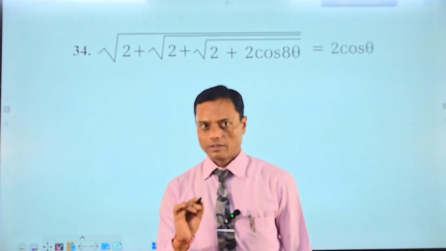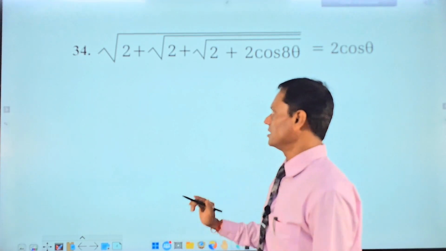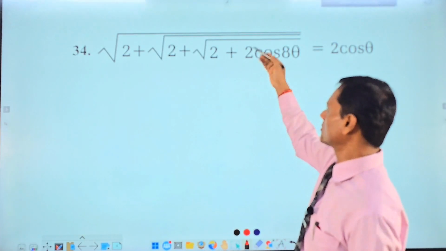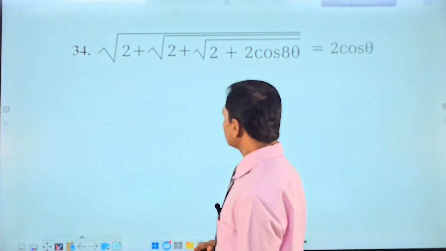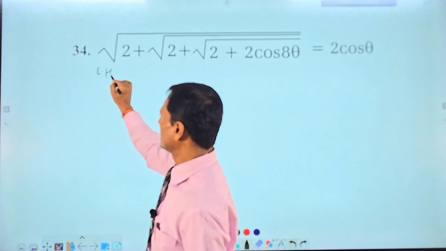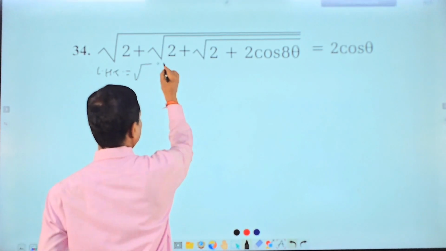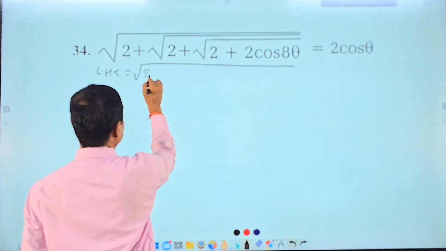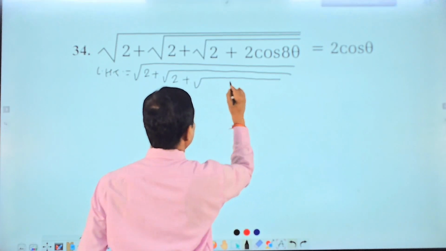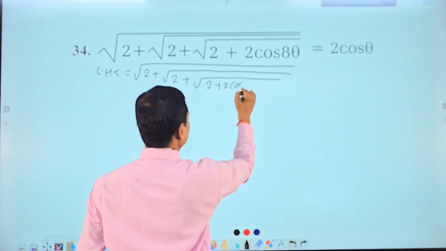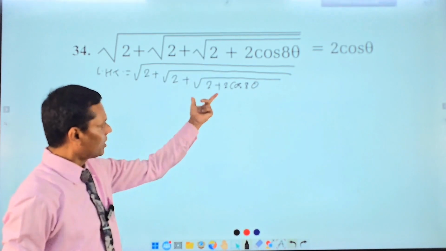It's clear? Identity number 34. It looks dangerous, but it's very easy. Under root of 2 plus, under root of 2 plus, under root of 2 plus 2 cos 8 theta equals cos theta. So first of all, we have to choose left hand side, correct? Left hand side equals, it's very easy, okay? Left side equals under root 2 plus again under root 2 plus again under root 2 plus 2 cos 8 theta. Alright, we have to begin from here, right? This part.